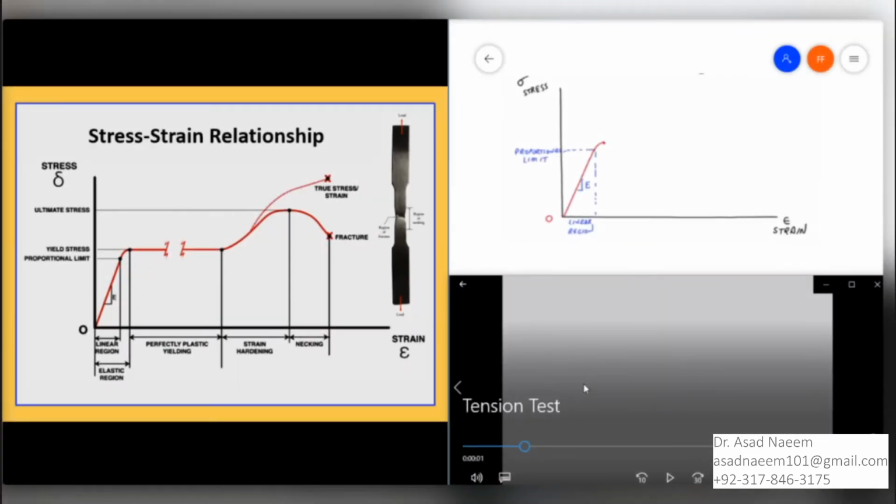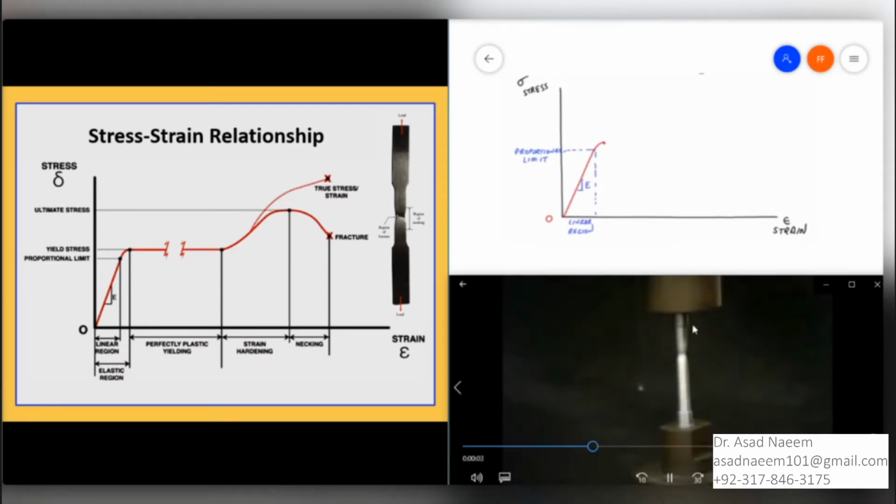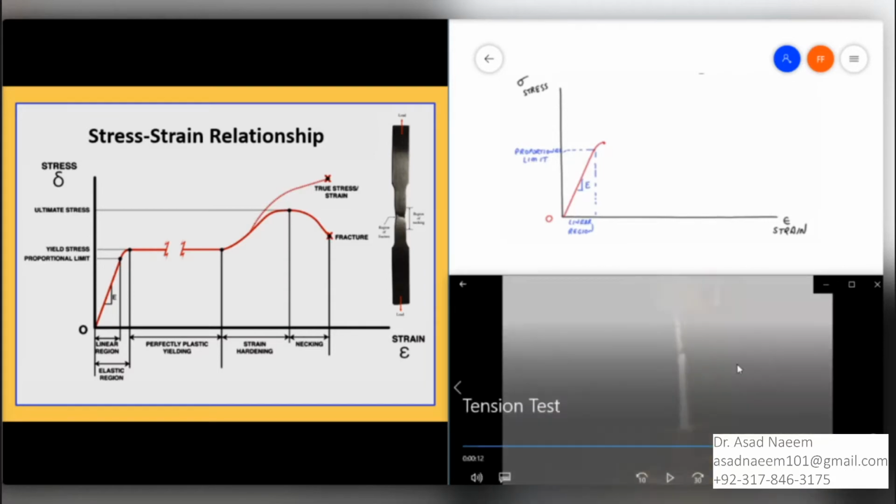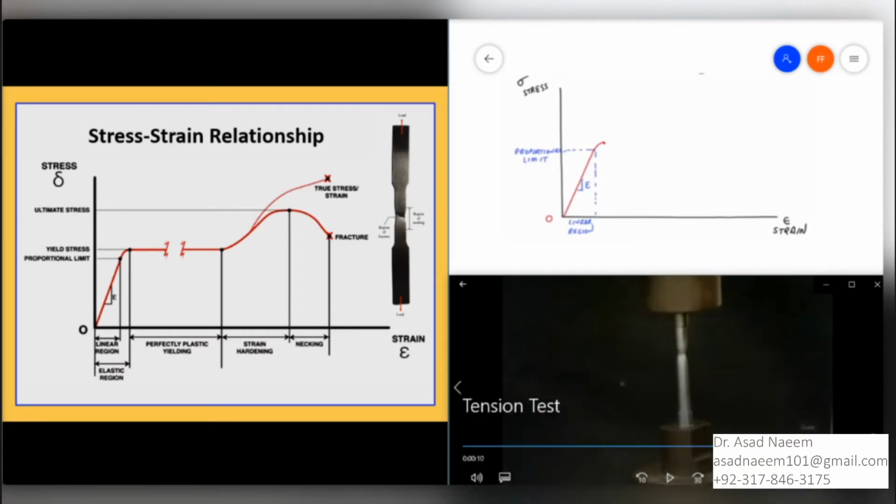Here's a video of a typical tension test with the specimen attached to the tension test apparatus. As the load increases and the specimen continues to be loaded, we will notice that it starts to neck down and the cross-sectional area at this position reduces. However, the specimen gets elongated in this y direction, and finally it fractures. As we see, this is the fracture point.